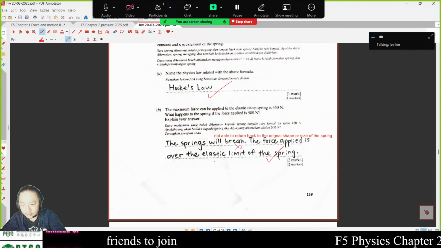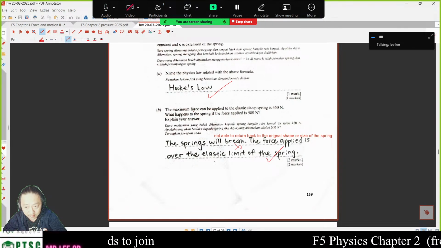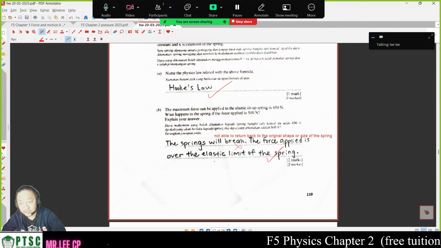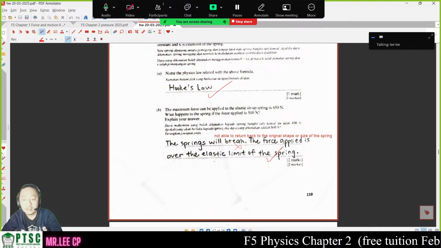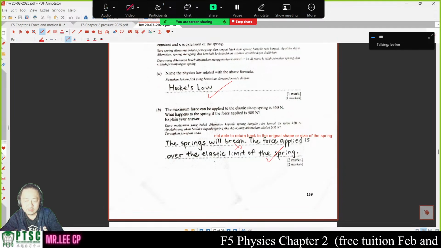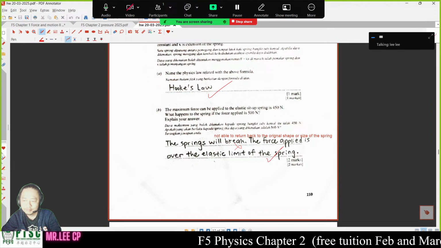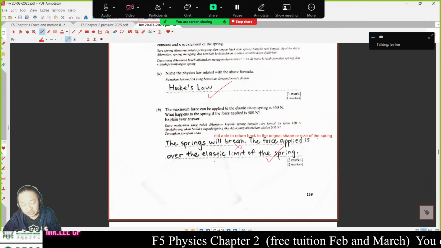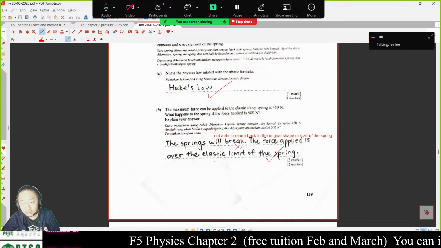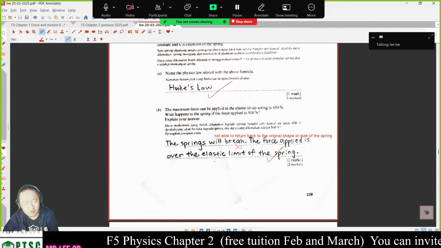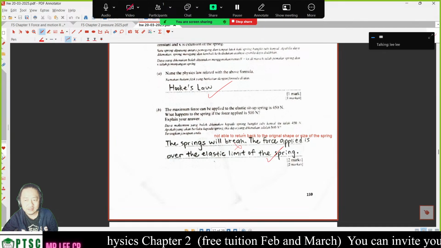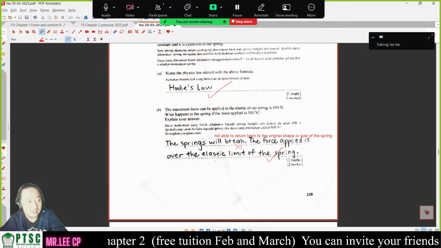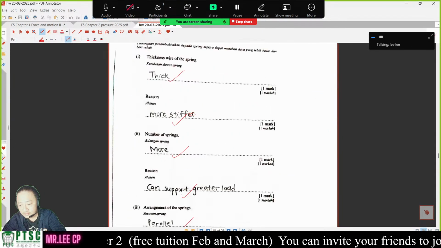Okay. Now this one, I explain a little bit. The maximum force that can be applied is 450, right? But if you apply 500, what happens? The spring will break. No, it will go beyond the elastic limit, so it will not be able to return to its original size and shape, right? The force applied is more than the elastic limit. The spring will break, or not necessarily break, right? It will not be able to return. Is that okay?